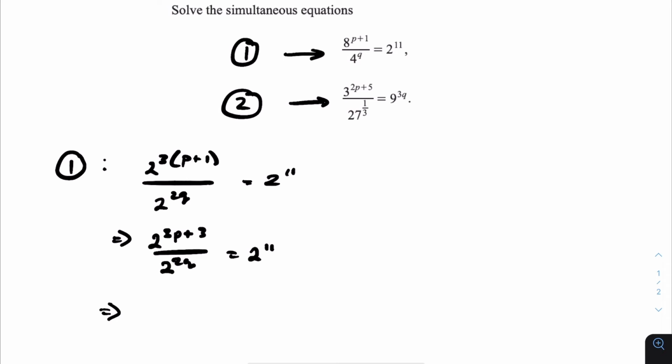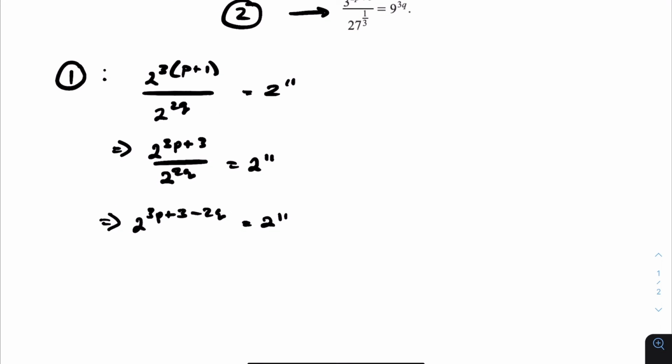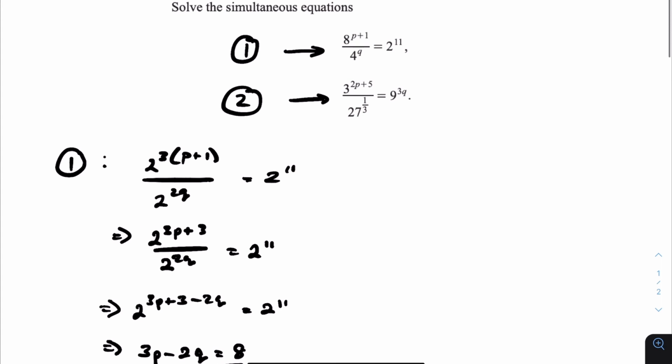Because we have the same base that we're dividing by, we can just subtract the indices. So we get 2 to the power of 3p plus 3 minus 2q is equal to 2 to the power of 11. Now we don't need the base anymore because we just have to equate the indices. So we get 3p minus 2q is equal to 11 minus 3, which is 8. We're going to hold that equation for now and move on to solving equation 2.